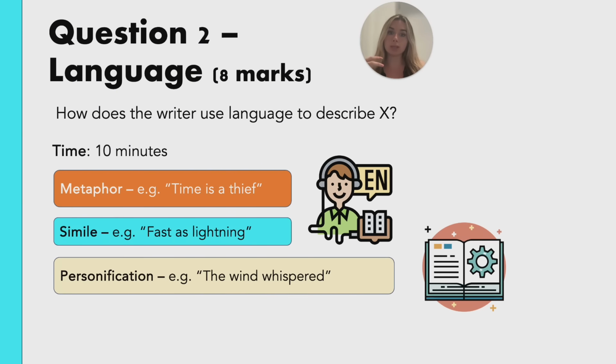So the fact that the wind whispered, depending on the context in which that's shown, it really illustrates that something is alive, it's powerful, it almost seems like a real person.